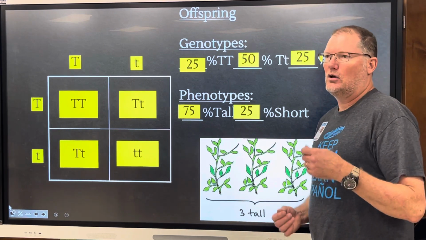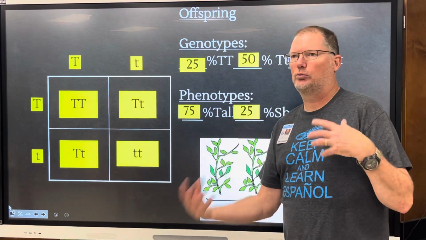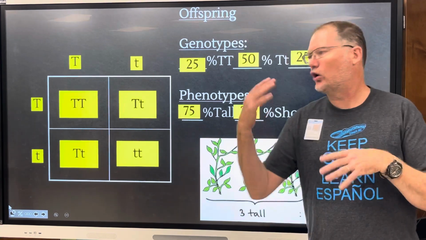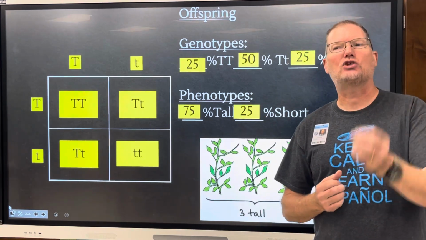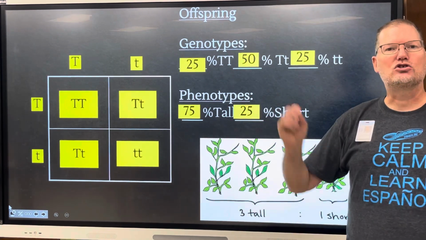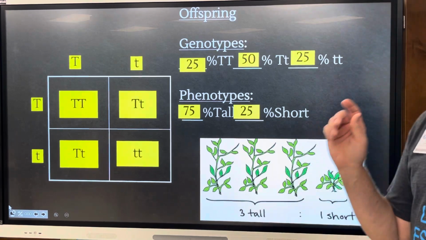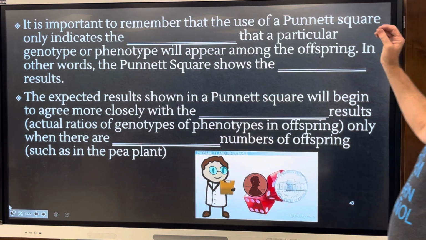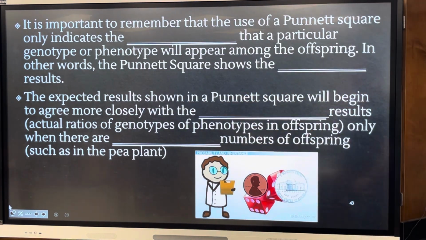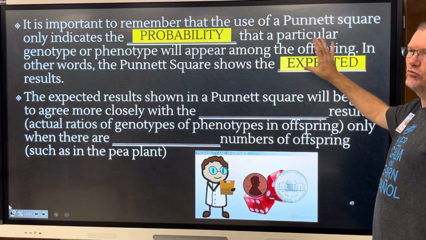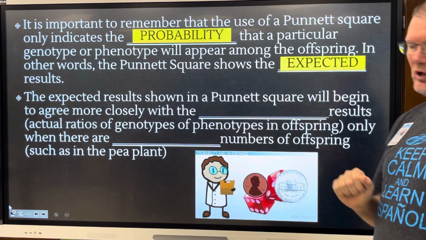So when you're trying to say, well, my husband or my wife has blue eyes or brown eyes or curly hair or straight hair or tall or short, what are the percentages? What's the chance that our baby will have, and that's what this is. What are the chances that your baby will have these? You can't say that all of them are going to be a certain way. So remember, it's important to use the Punnett square. I was just talking about the probability. It's the expected results.